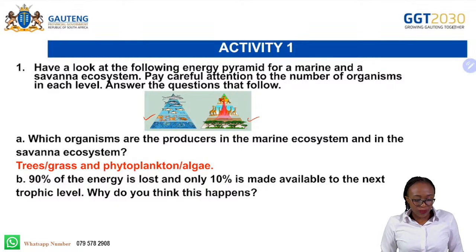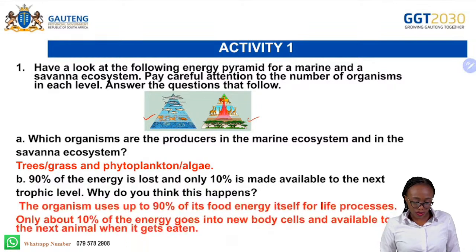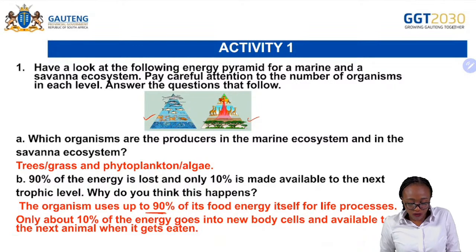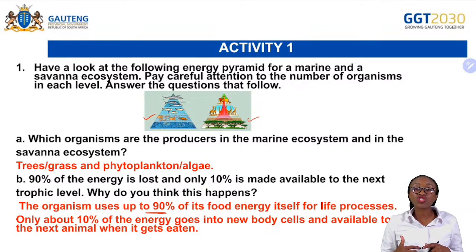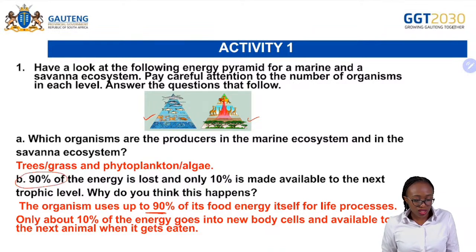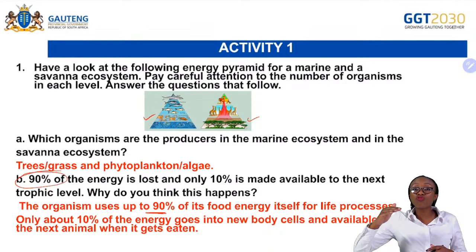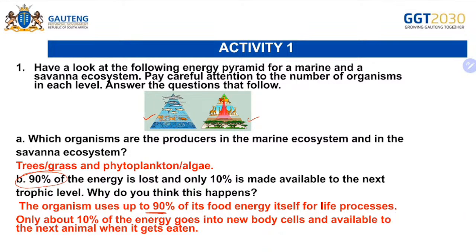B, 90% of the energy is lost and only 10% is made available to the next trophic level. Why do you think this happens? Right. This is because the organism, after feeding or after producing its own food, uses up to 90% of its food energy for itself, for its life processes. So that is the energy that we're saying is lost. It doesn't move on to the next trophic level. It remains in the previous trophic level.